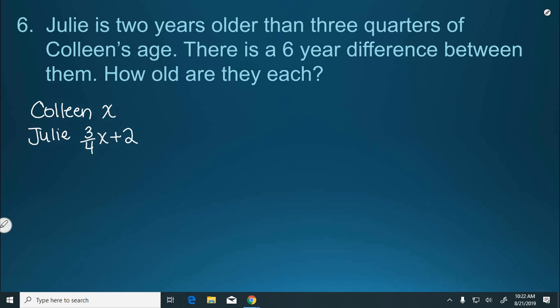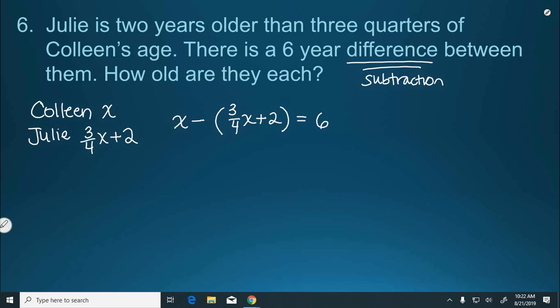All right, so now it says difference. Difference means subtraction. So we have to subtract Julie's age from Colleen's age. I'm telling you that Colleen is the oldest person. So X minus all of Julie's age, which is very tricky, you've got to make sure you put that in parentheses, is equal to 6.